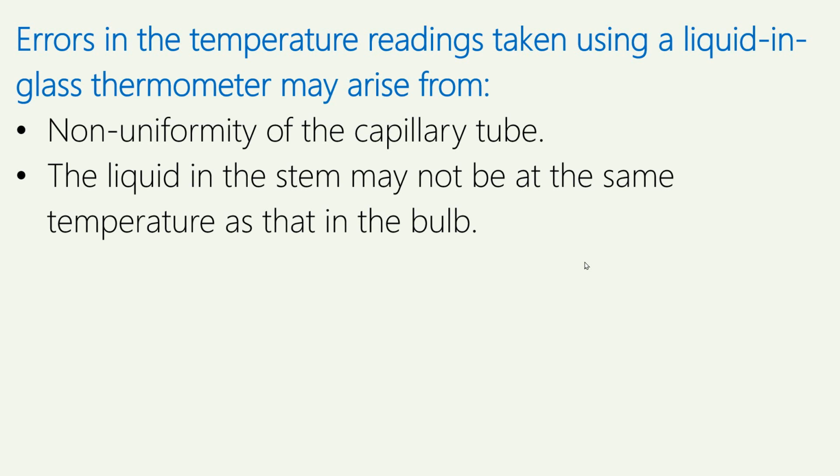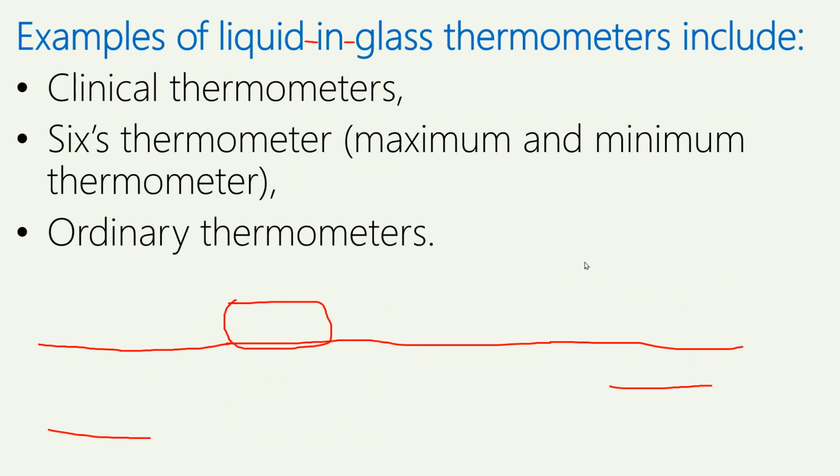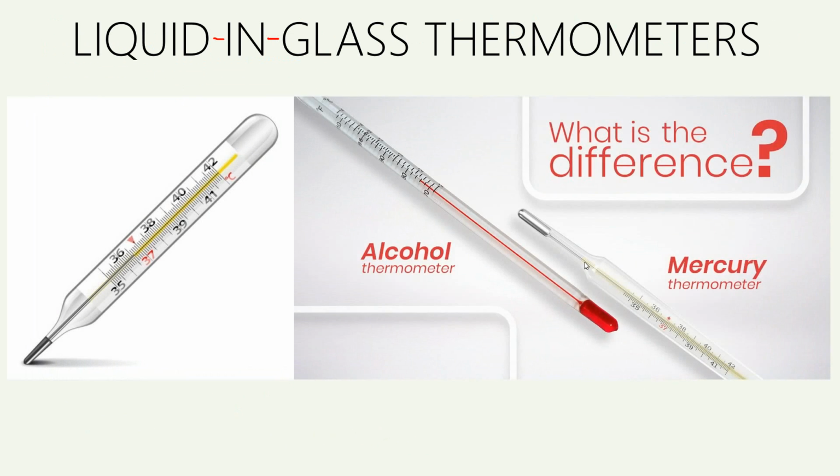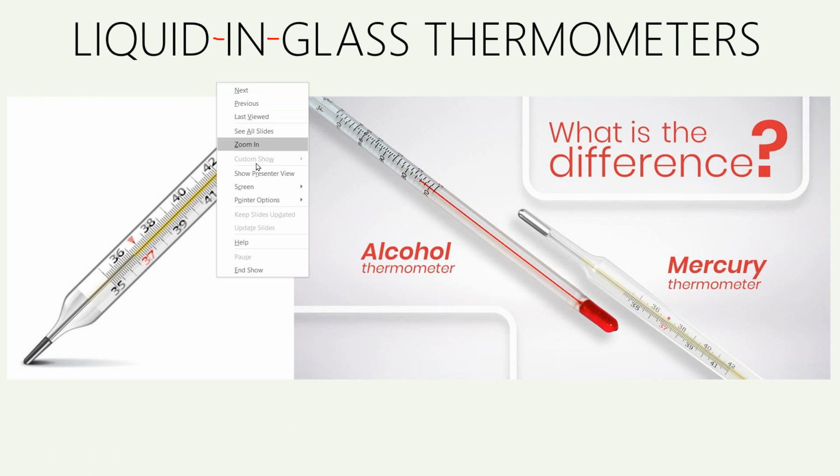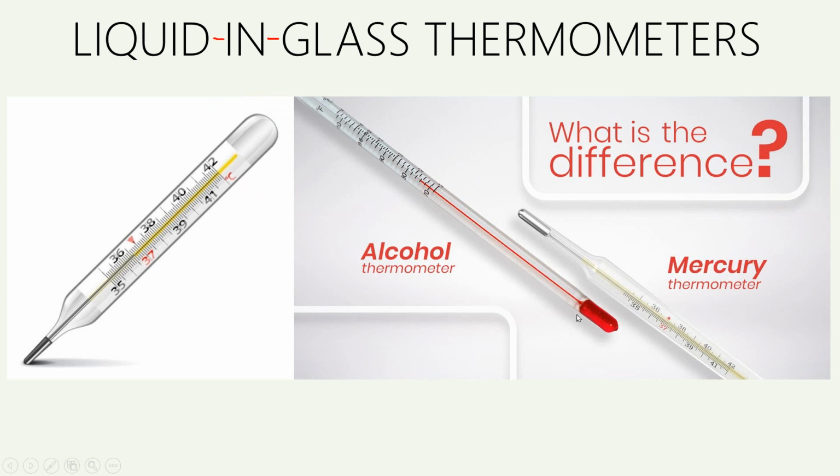Number two, the liquid in the stem may not be at the same temperature as that in the bulb. Now let me take you back a little bit. I show you what I mean by the bulb and the stem here. Look at this. If you're looking at this alcohol thermometer, when you're placing this liquid in glass thermometer in contact with the body, it's this bulb which has to be in contact with the body. But now, do you see that the liquid in the stem here may not exactly be at the same temperature as the liquid which is in the bulb?